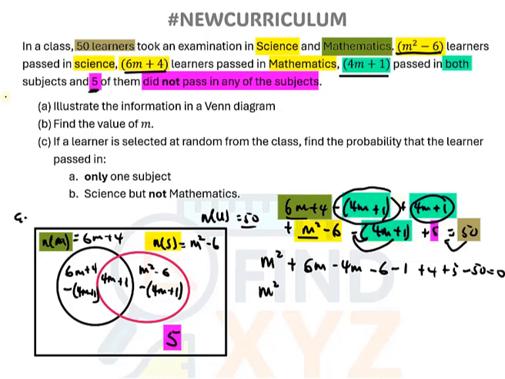Then we have m squared. 6m minus 4m will give us 2m. Then 5 plus 4, that will give us 9. 9 minus 7, because this will give us negative 7, that will give us 2. Then positive 2 minus 50, that will give us negative 48 is equal to 0.